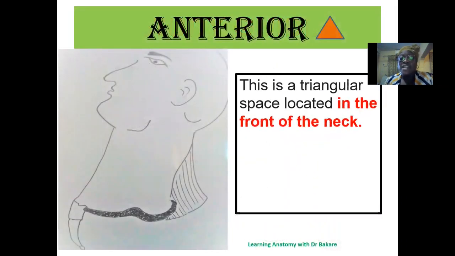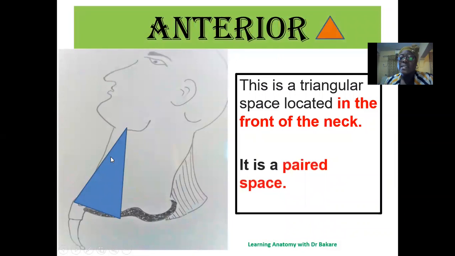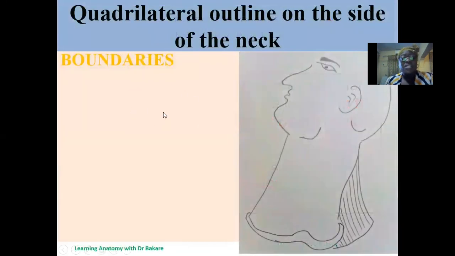The anterior triangle is a triangular space that is located in the front of the neck. It is a paired triangle, which means that we have one on the right and one on the left. Before we go deep into this lecture, it is good for us to draw a four-sided outline in the lateral side of the neck so that we can see specifically which region the anterior triangle lies.